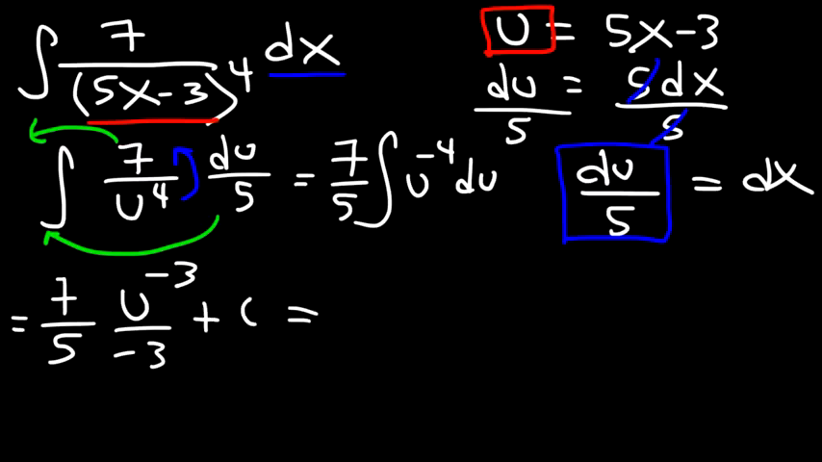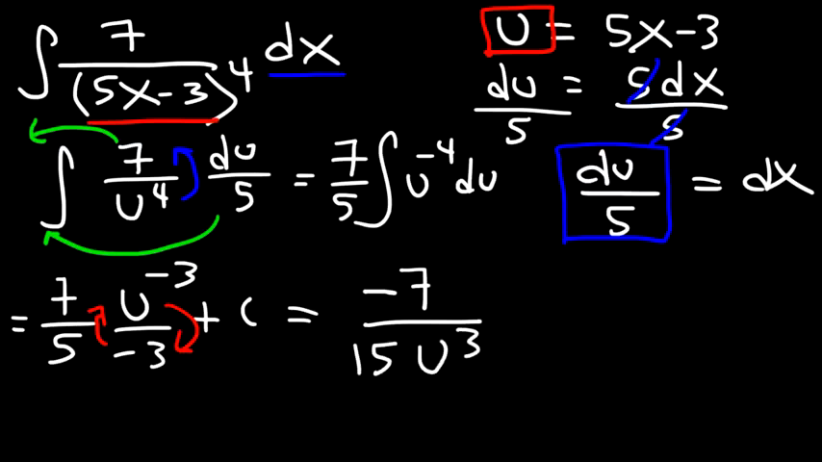Now let's move the u variable to the bottom, and let's move the negative sign to the top. So this is going to be negative 7. On the bottom we have 5 times 3, which is 15. And then u to the third power plus c.